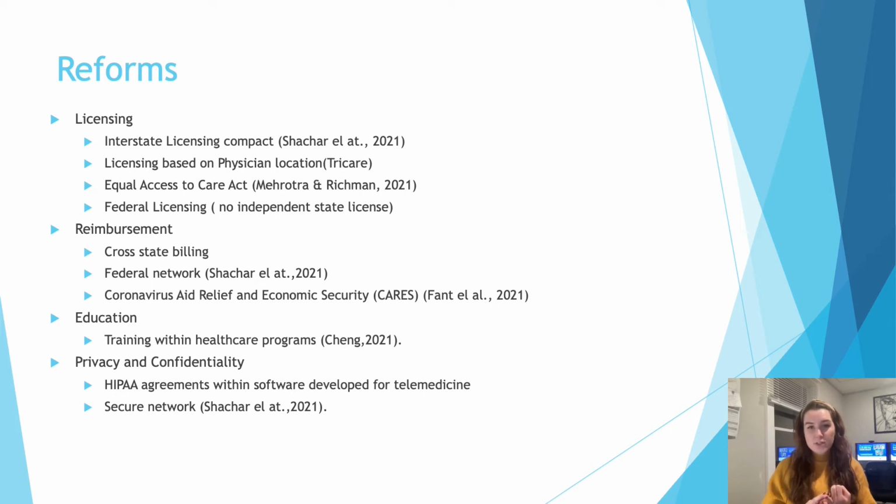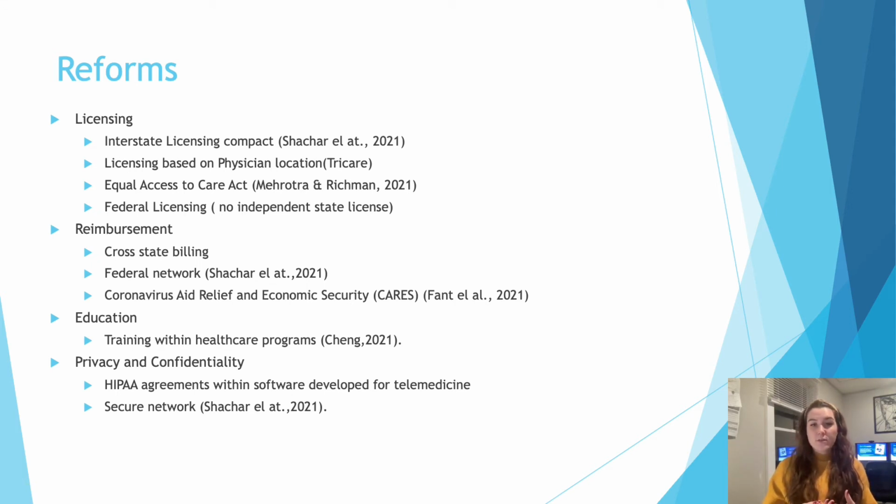TRICARE, which is a military insurance, does that. They base their license on the provider and not where the patient is located. The Equal Access to Care Act was brought in during the COVID-19 pandemic. It was a bill to temporarily authorize healthcare providers who are physically located in a different state from the patient to treat that patient, which is similar to what TRICARE does.